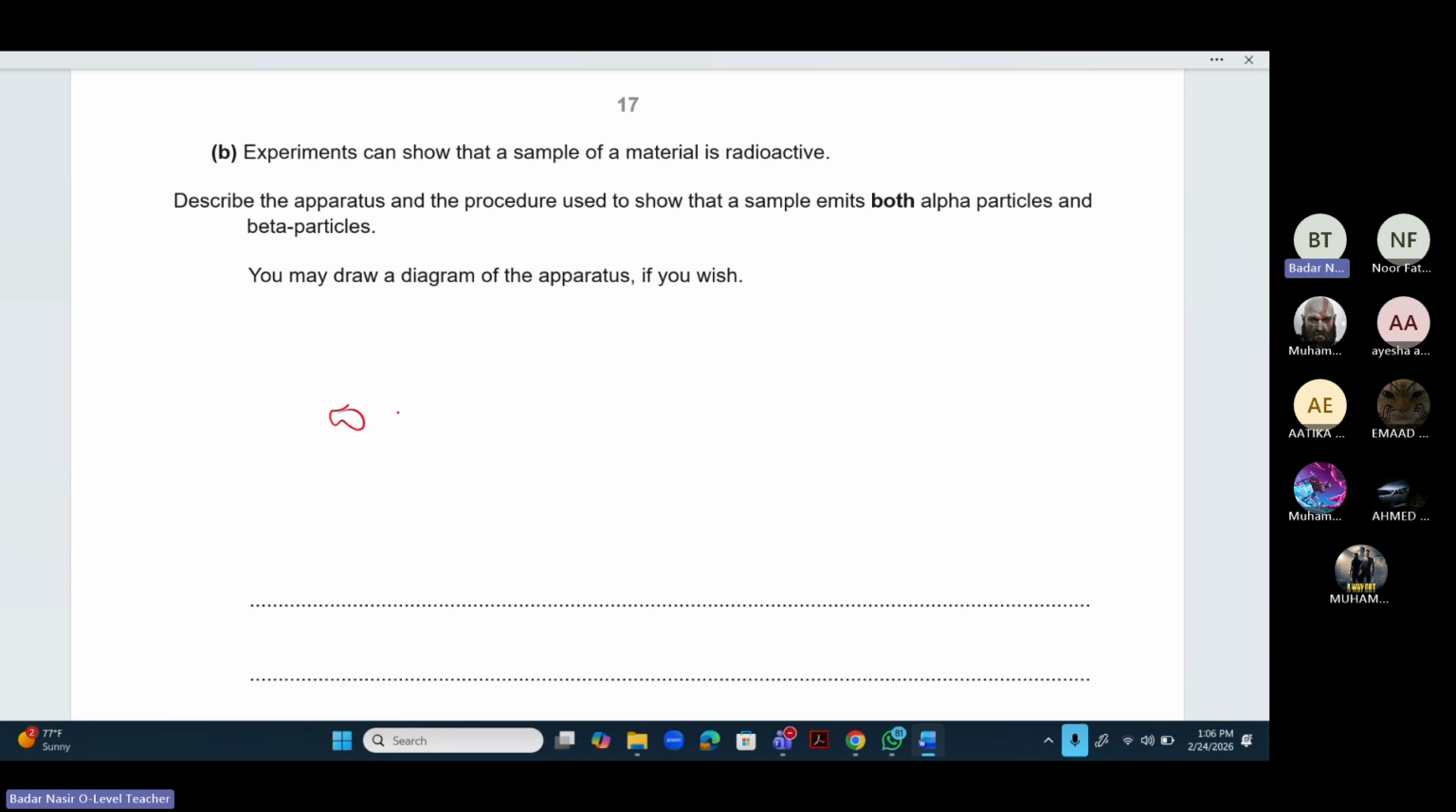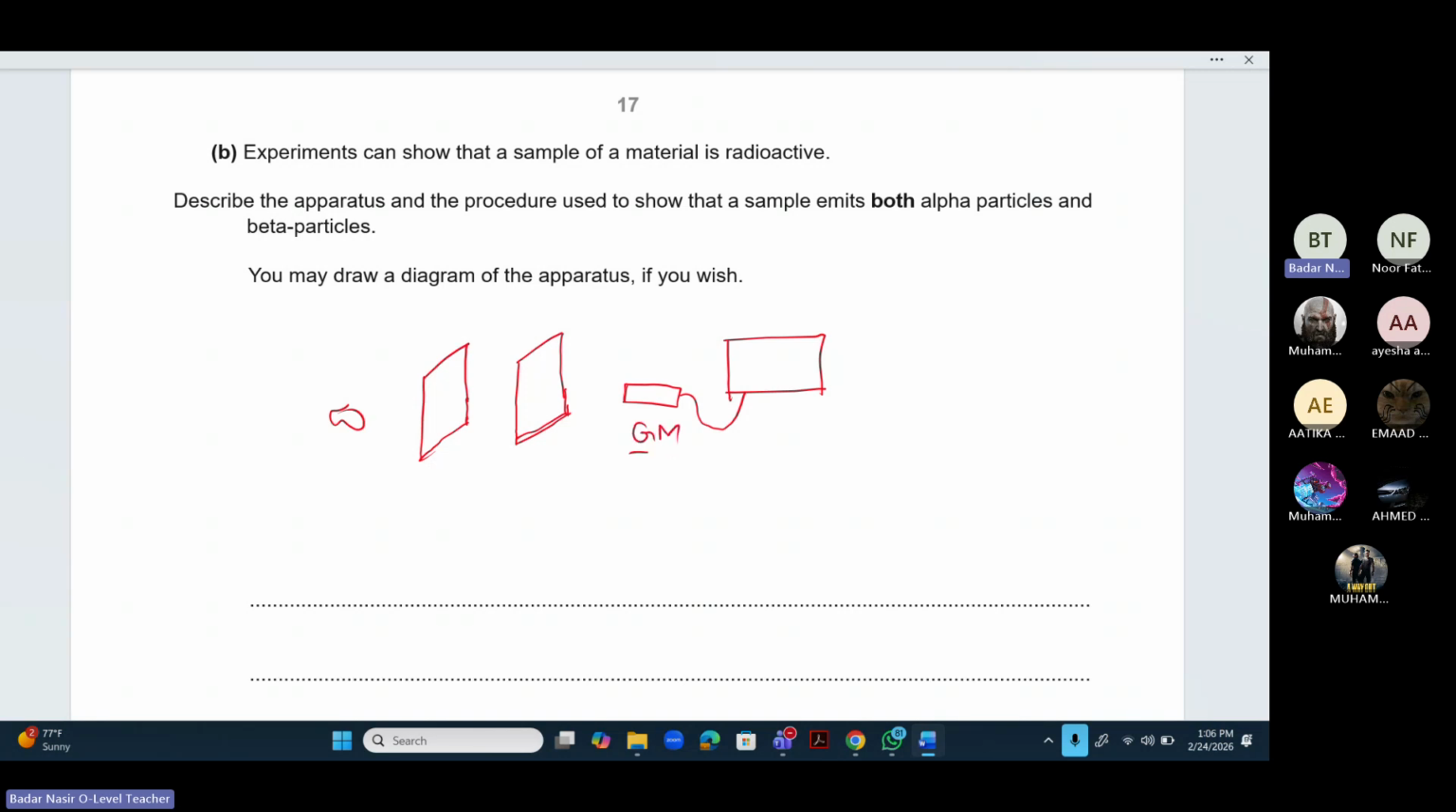So we have a radioactive source. We will place a paper, and then we will place an aluminium sheet, but we are going to do that later. And then we will have a GM tube which is connected to a count meter or rate meter.